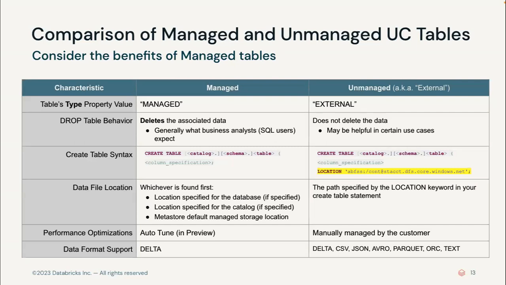The main difference between the two is that with managed tables, when you drop the table, we're going to delete the cloud storage data as well. And that's generally what SQL users would expect, right? So it's easier. On the other hand, a lot of cloud data engineers are more comfortable with the unmanaged or external tables, just because that's what they're familiar with. And both are supported. You can use whichever one you want. The main difference is the dropping of the table and deleting the data.